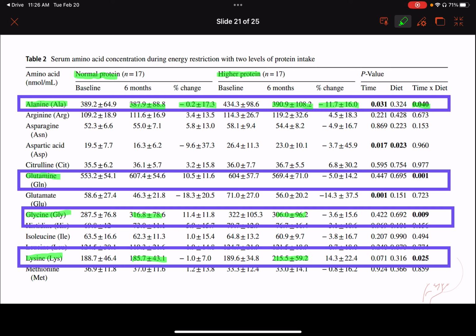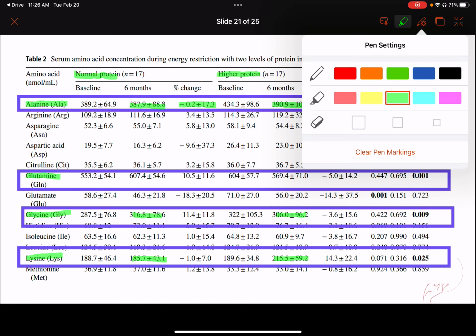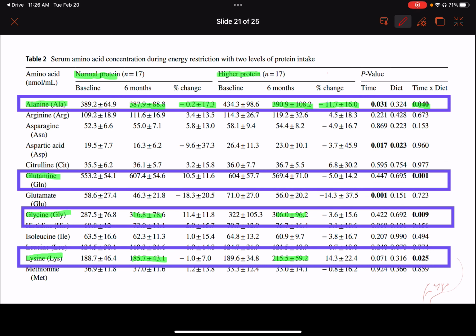So this is indicating that less alanine is being used because the percent change is negative. And it is much more negative than the percent change here.